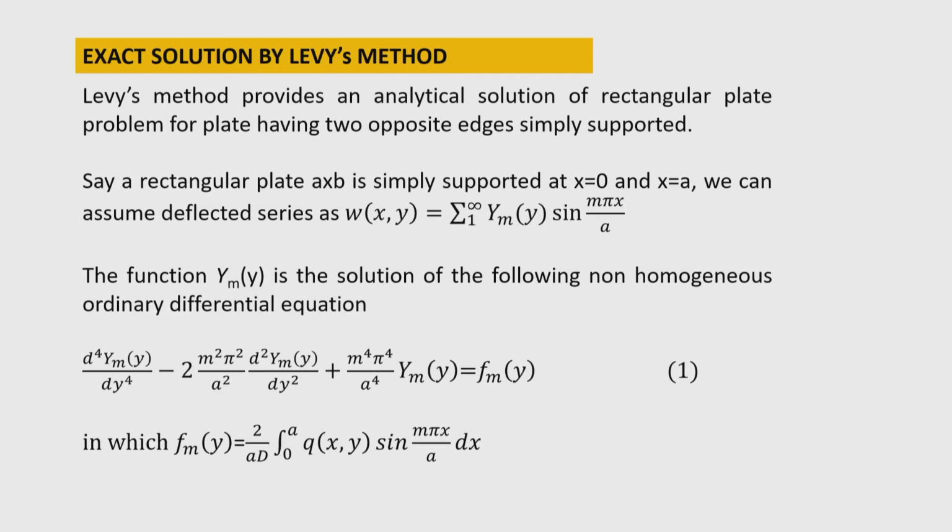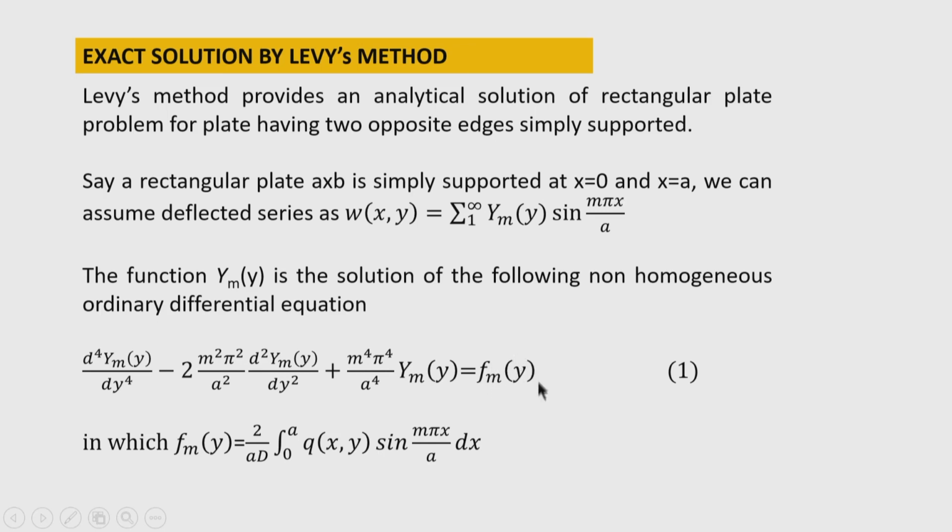Now, after substituting this deflected function in the differential equation del 4 W equal to q by D, we arrive at this ordinary differential equation: d to the power 4 Y_m by dy to the power 4 minus 2 m square pi square by a square d square Y_m by dy square plus m to the power 4 pi to the power 4 divided by a to the power 4 into Y_m equal to f_m(y), where f_m(y) is a function of y.